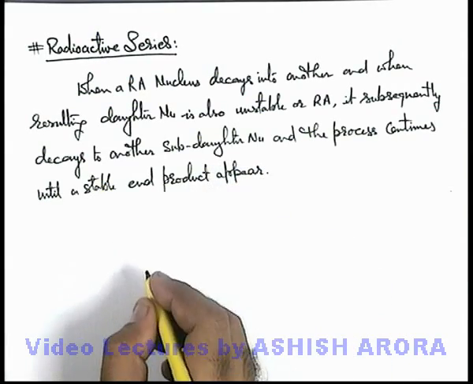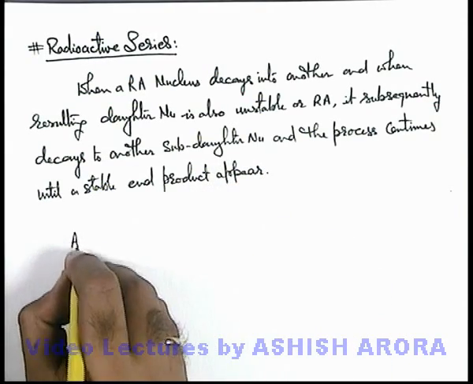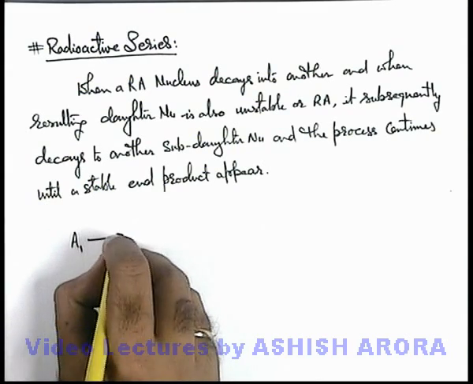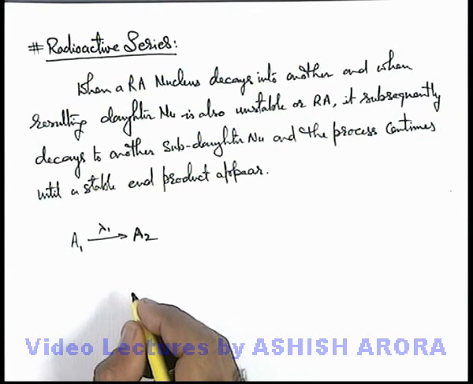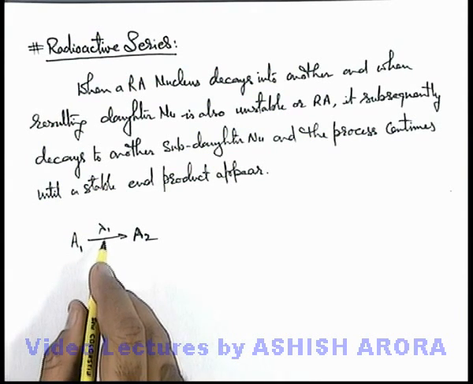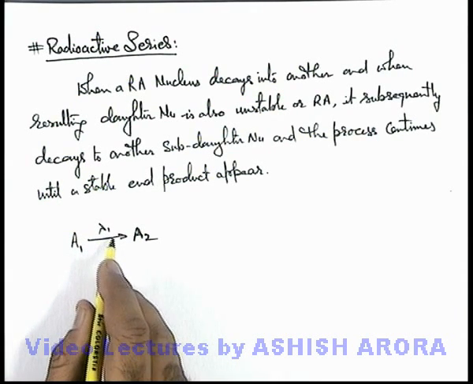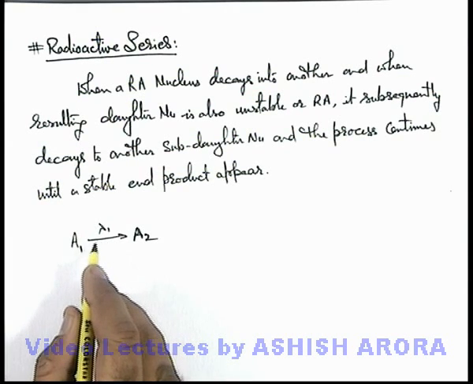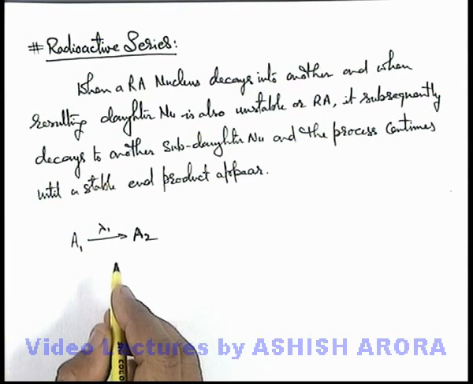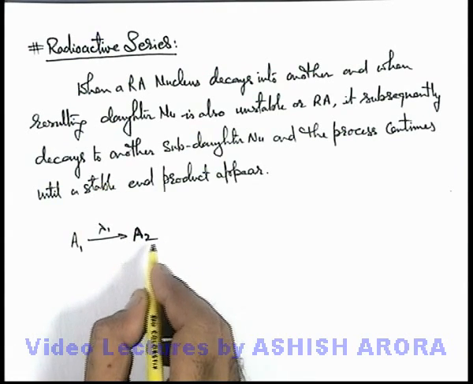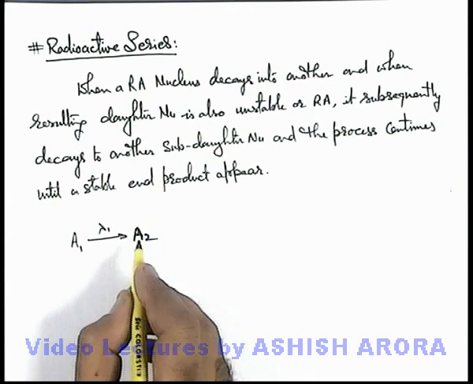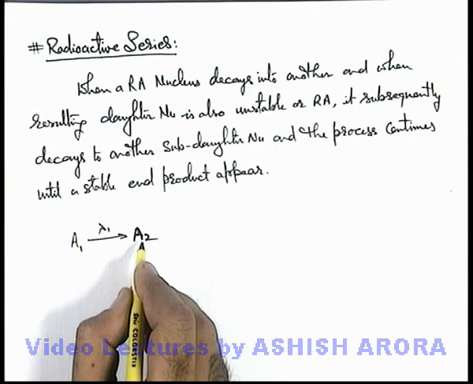If we just talk about what we have written here, say if we have an element A1, it decays to another element A2 with a decay constant lambda 1. Here the value of decay constant lambda 1 will give us an idea about the stability of A1. But if the nucleus formed, A2, is also radioactive, it does not achieve stability. However, this will be more stable compared to A1.